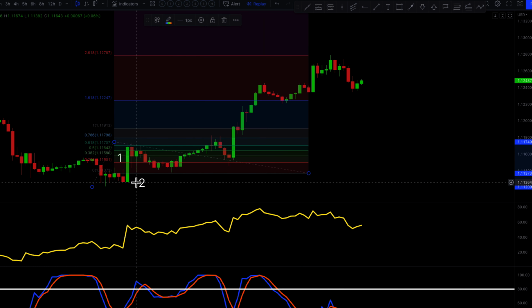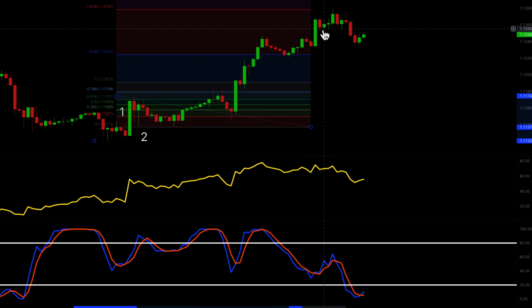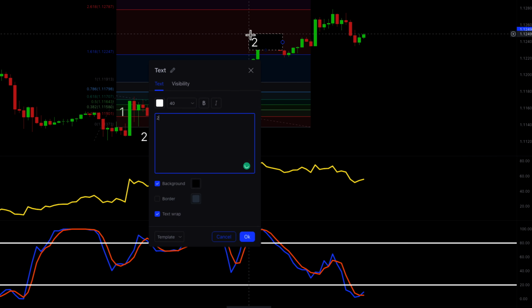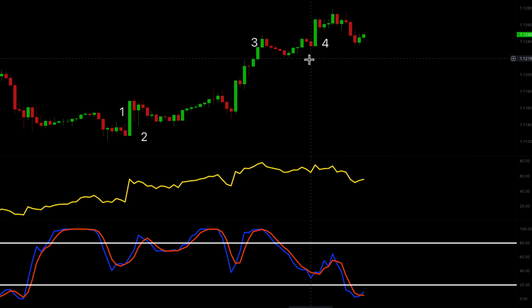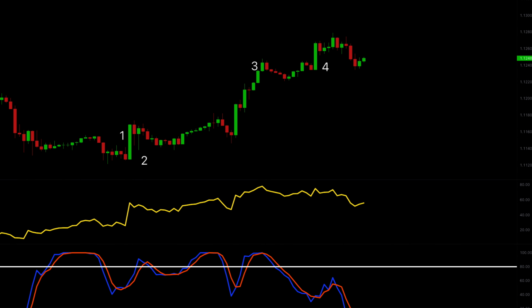Then we're waiting for price to break the 1.618 level, which it does, and then we are looking for a pullback which brings the stochastic RSI into the oversold area. Then we're going to label this as wave 3 and this as wave 4. We want to confirm there is regular divergence at the top of wave 3, so we can see a higher high on price and a lower high on the RSI.